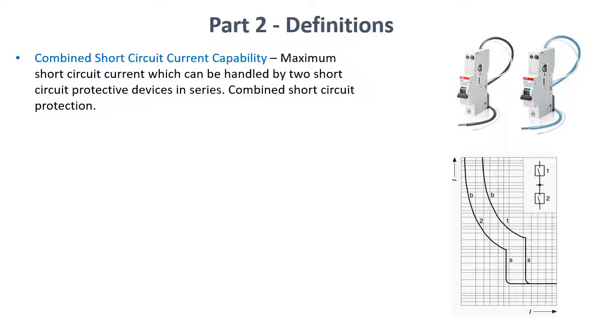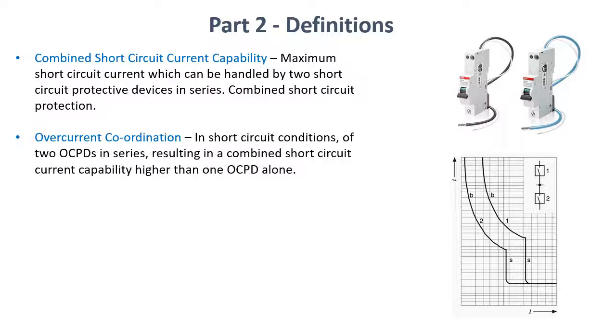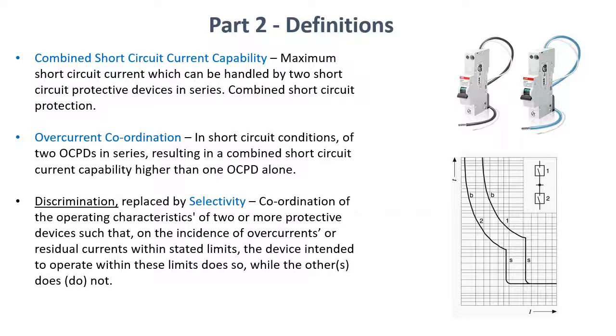Combined short circuit current capacity, that's the maximum short circuit current which can be handled by two short circuit devices. Overcurrent coordination. In short circuit conditions of two OCPDs in series, resulting in a combined short circuit current capability higher than 1. Now a new definition for the 18th edition is selectivity. Selectivity replaces the original discrimination. And selectivity refers to the coordination of operating characteristics of two or more protective devices. We will be looking at that a little bit closer later.